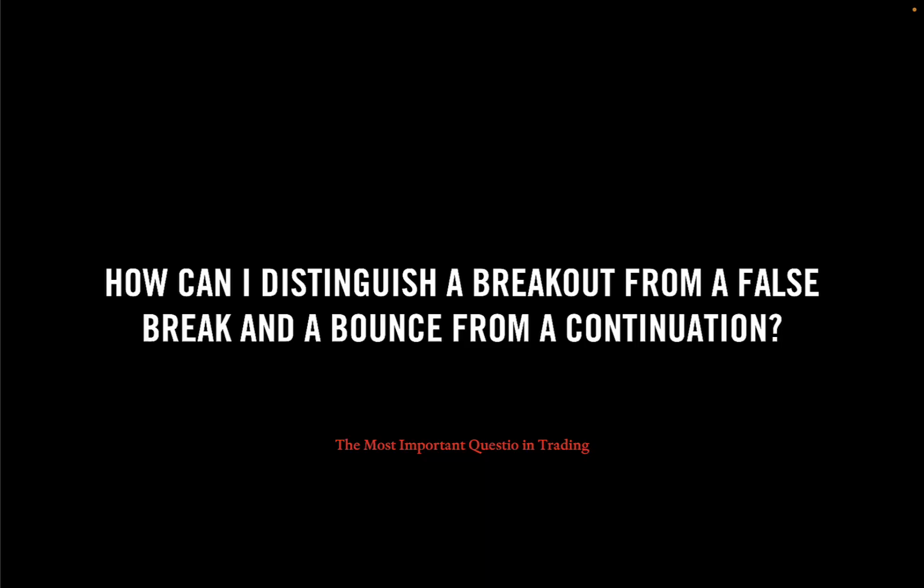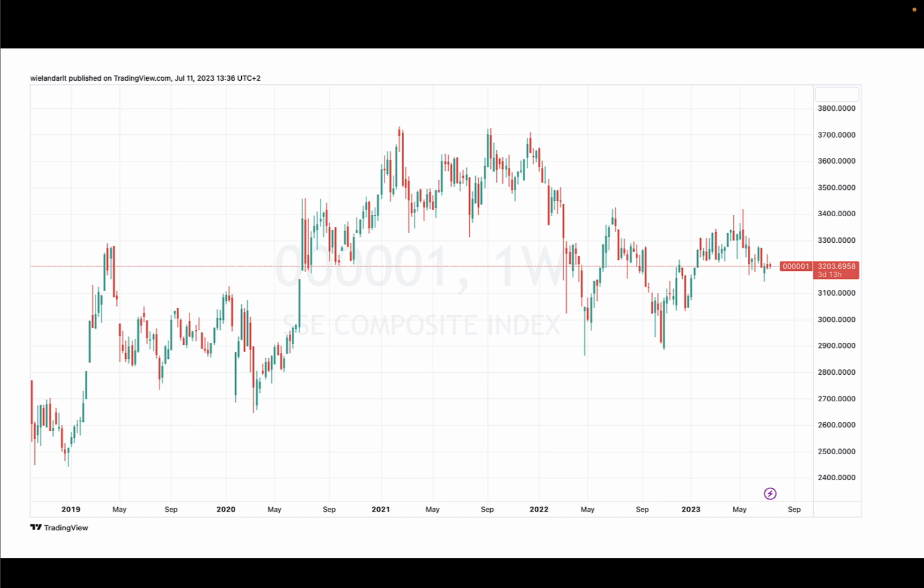So let's see how this looks like. And the question is, how can I distinguish a breakout from a false break and a bounce from a continuation? I mean, this is one of the most important questions in trading, isn't it? So let's see how we can figure out and how we can use these questions and how we can identify some interesting zones just by reading price action. So where do we have some reversals? Where do we have some continuations?